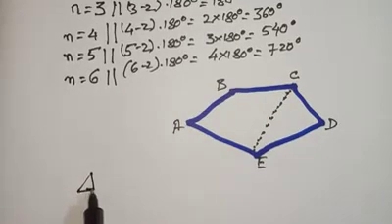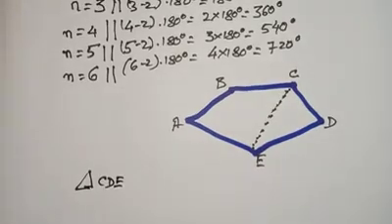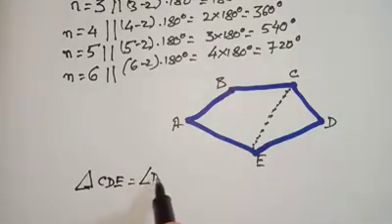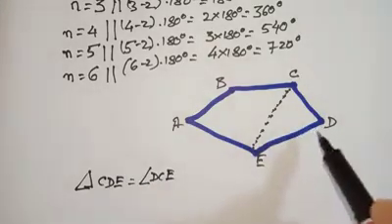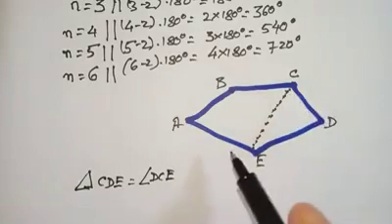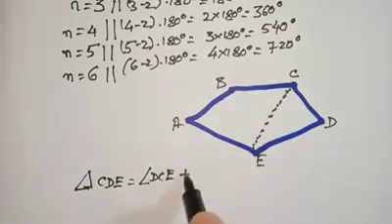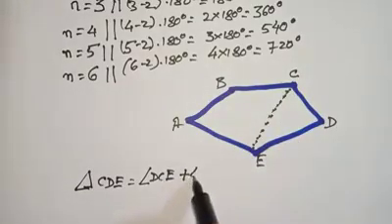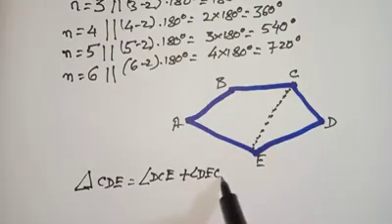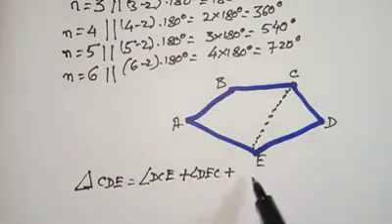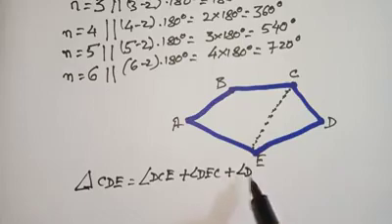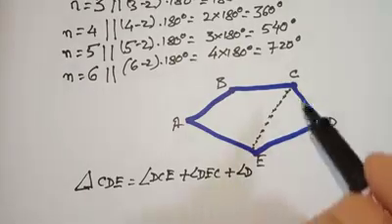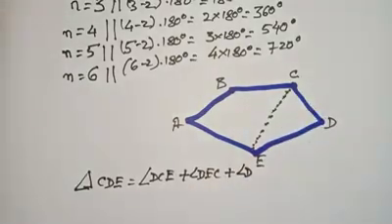So triangle CDE would comprise the angles DCE, this angle, plus DEC, this angle, plus angle D. I am writing this angle D separately. You will soon understand the reason. So this actually comprises this triangle.